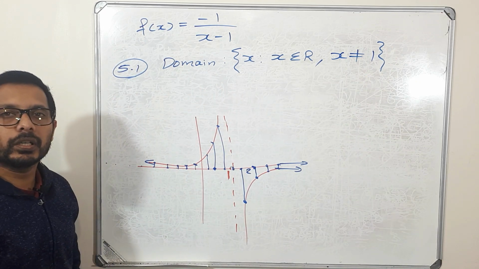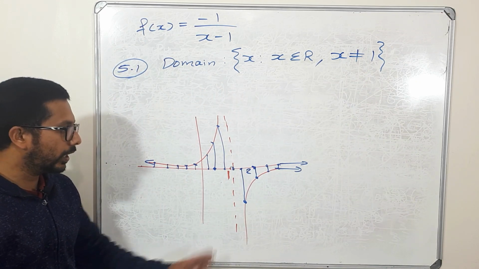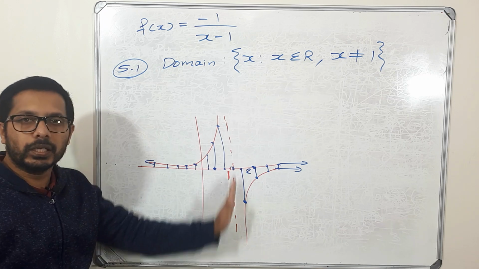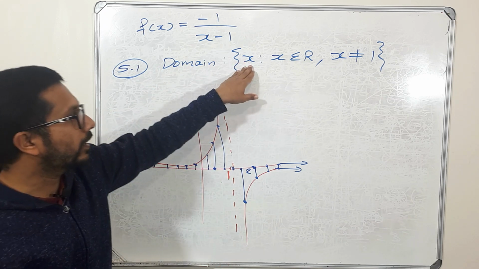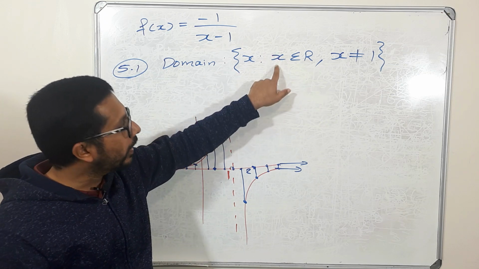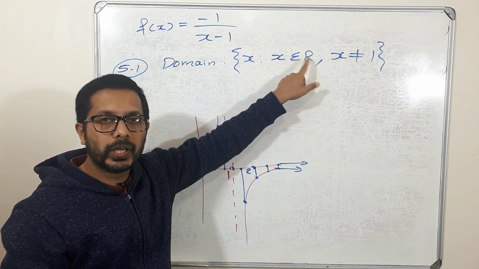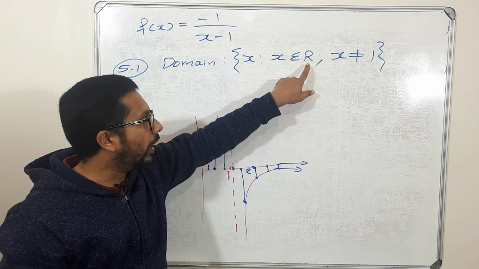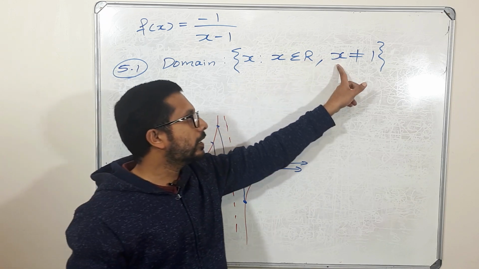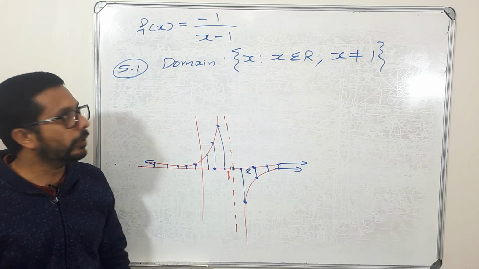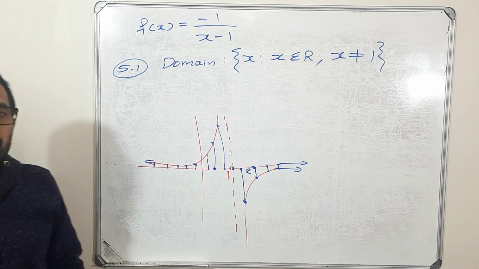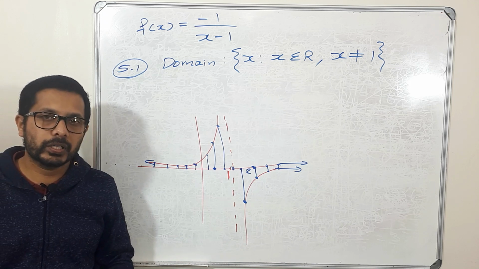Why x is not equal to positive 1? Because you know that x is equal to 1 is the asymptote. So look at how I wrote the domain. Domain x such that x can take any real number, or x is an element of R. But x is not equal to 1. That is the domain. So that is question number 5.1. Now let's go to 5.2.